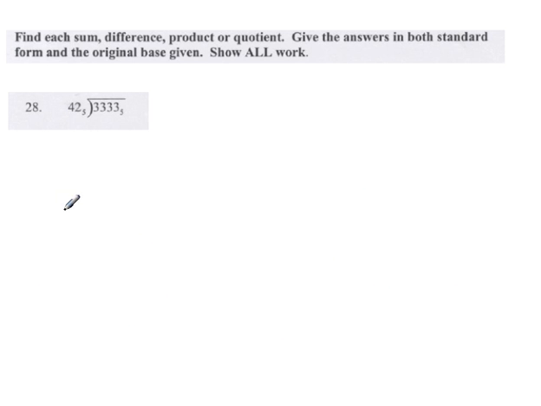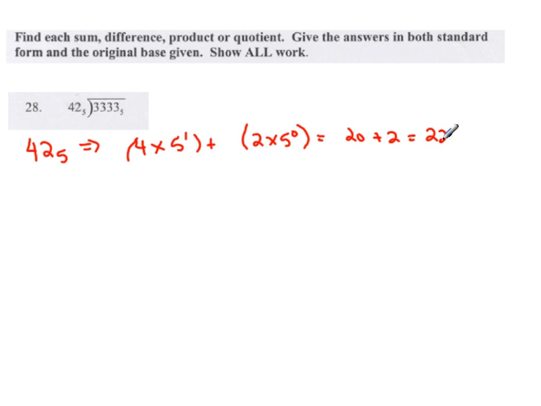Okay, one more problem in Chapter 5's review. Convert 42 base 5. Same way, 4 times 5 to the first plus 2 times 5 to the 0. That's going to give you 20 plus 2 is 22.